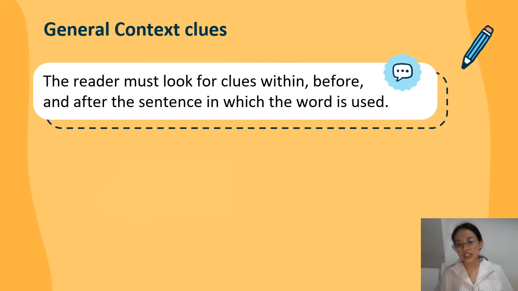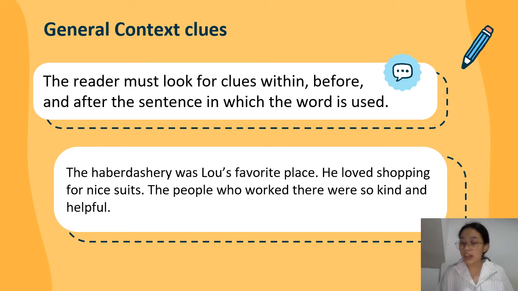Next, general context clue. This one is quite hard, and maybe you have to collect information from many sentences. Let's see this one. I will let you read for a moment, so pause the video. Let's read together. The haberdashery was Lou's favorite place. Oh, the hard word again. Haberdashery was Lou's favorite place. It's a place. He loves shopping for nice suits. Oh, it's a place you go shopping for nice suits.